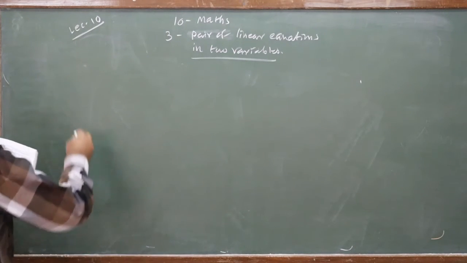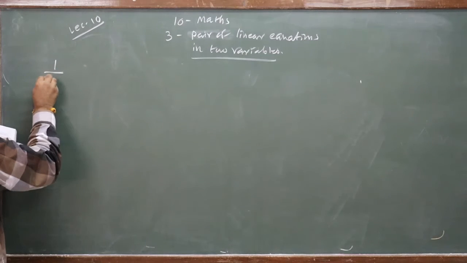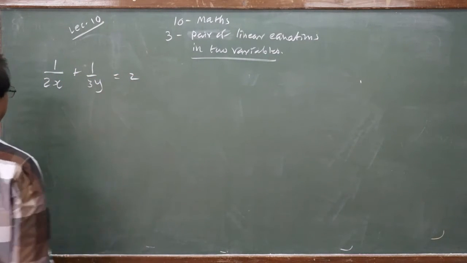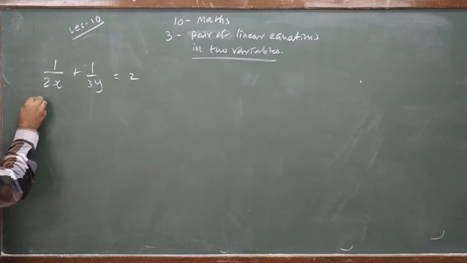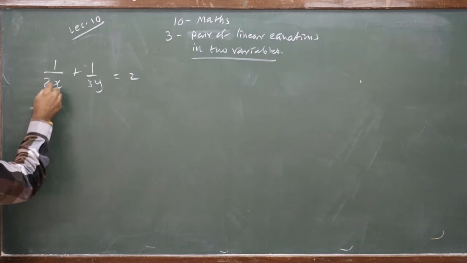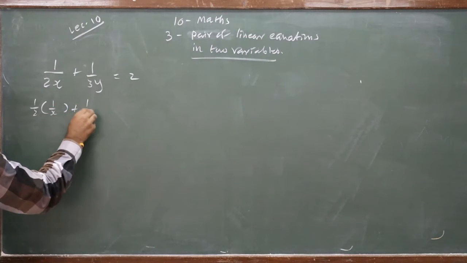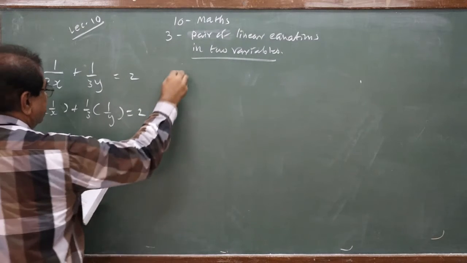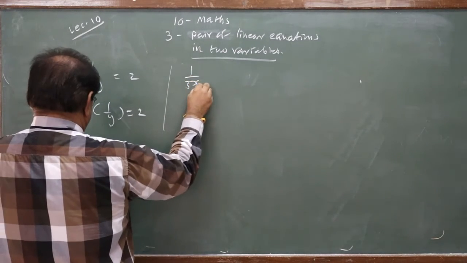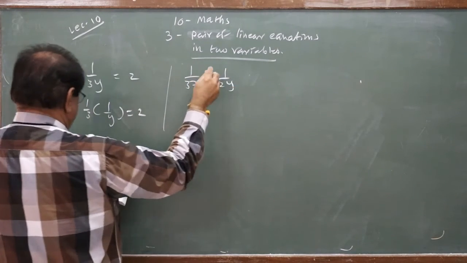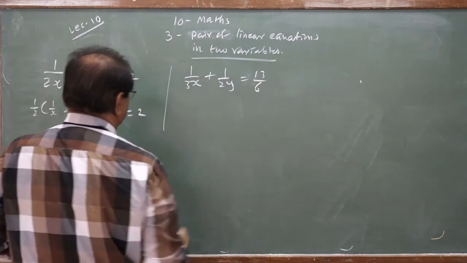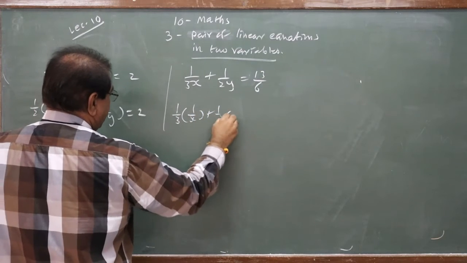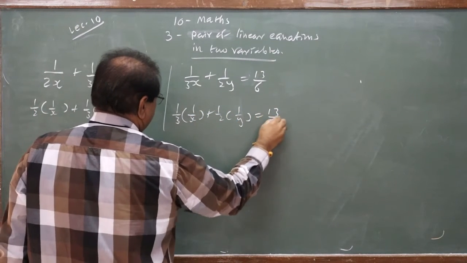We have, for what you can assume I tell you, 1 upon 2x plus 1 upon 3y is equal to 2. So you can understand this way: 1/2 into 1 upon x, 1/3 into 1 upon y is equal to 2. Second equation, 1 upon 3x plus 1 upon 2y is equal to 13 upon 6. Again you can say it is 1 upon 3 into 1 upon x plus 1 upon 2 into 1 upon y is equal to 13 upon 6.